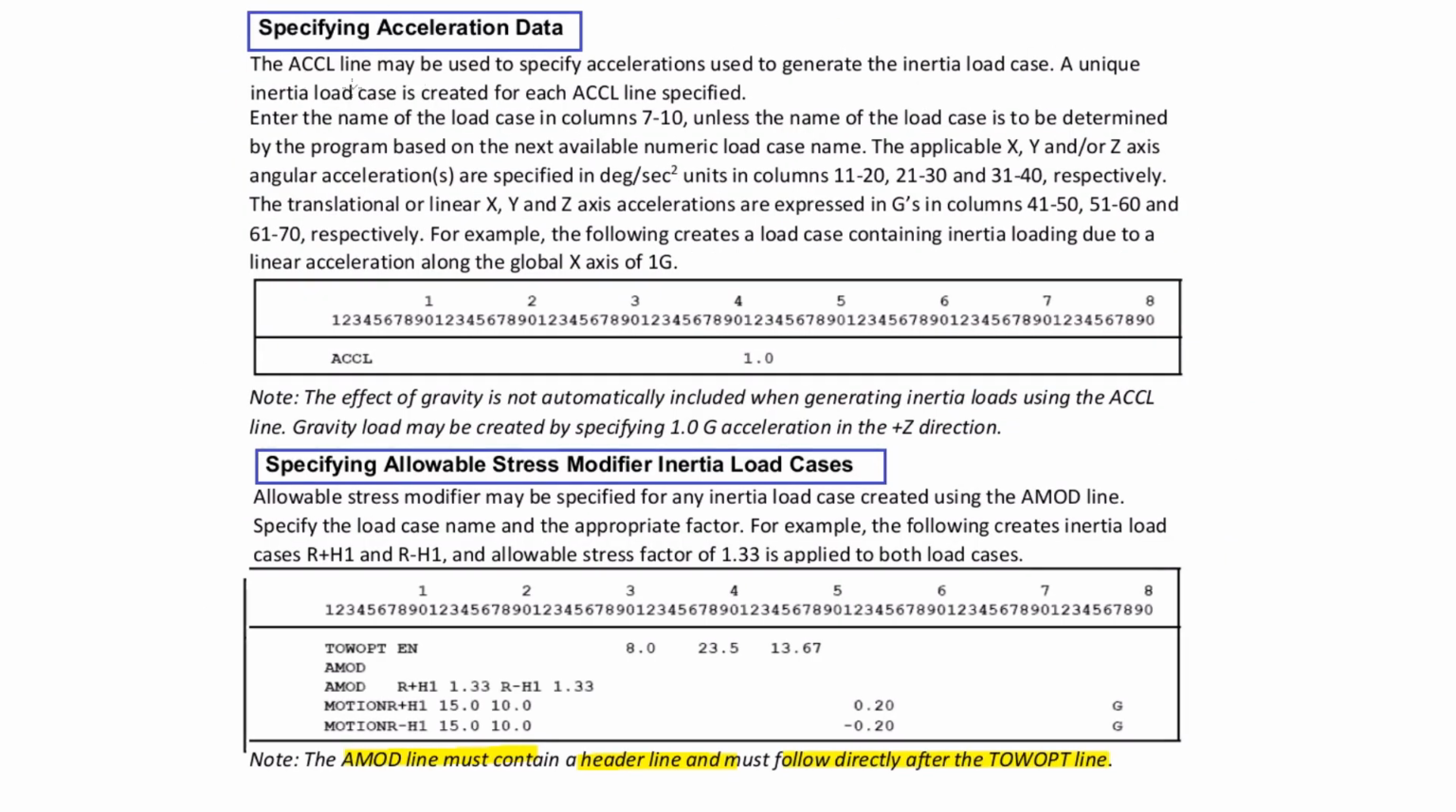Specifying acceleration data. The ACCR line may be used to specify accelerations used to generate inertia load cases. A unique inertia load case is created for each acceleration line specified. Here you see the acceleration line is specified. For each acceleration line there will be a unique inertia load case.